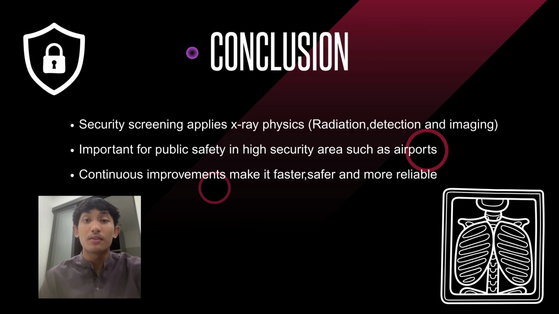These show how physics concepts are applied in real-world safety systems. It also plays a key role in ensuring public safety, especially in places such as airports and other high-security areas, by detecting prohibited or dangerous items before they can cause harm. Overall, continuous improvement in technology will make security screening systems faster, safer, and more reliable in the future.